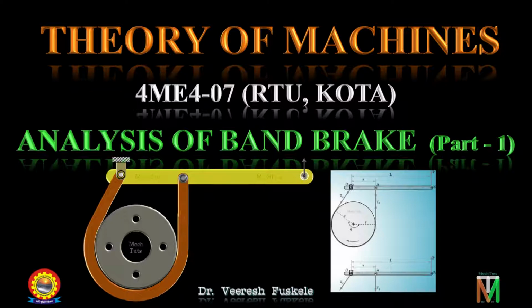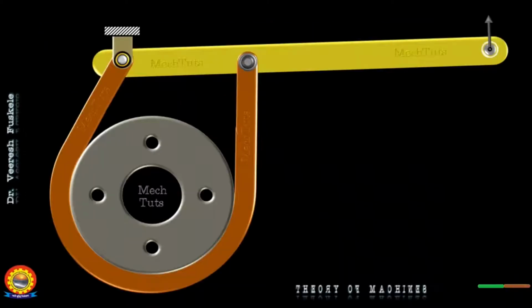The force is applied at the free end of the lever. We also learned that band brakes are of three types: simple band brake, differential band brake and band and block brake. So in today's lecture, we will discuss the simple band brake and try to derive equations needed for its analysis. Let's first understand the construction details of the band brake and its working.